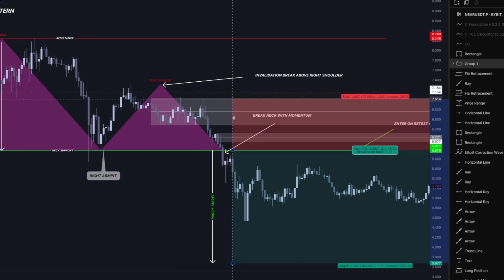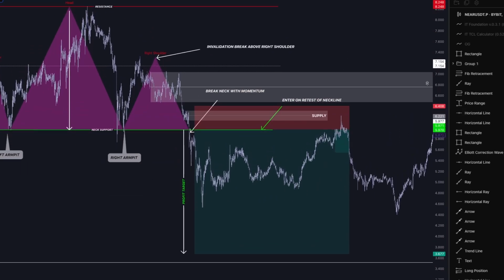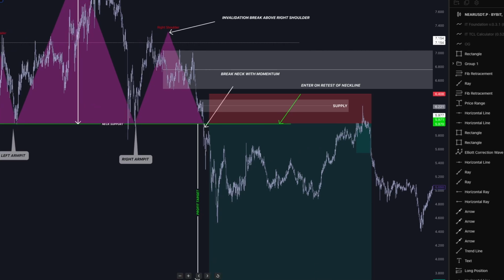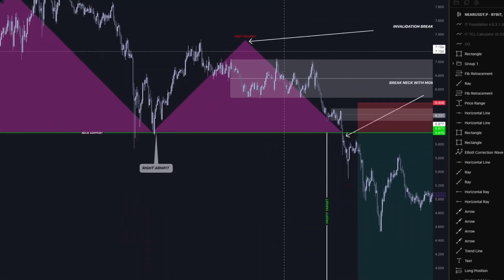But again, it's going to drastically eat into your risk reward. But if we zoom into the 15-minute chart, I personally would look for a smaller supply zone just to get the risk reward up. So that's what I've done here.